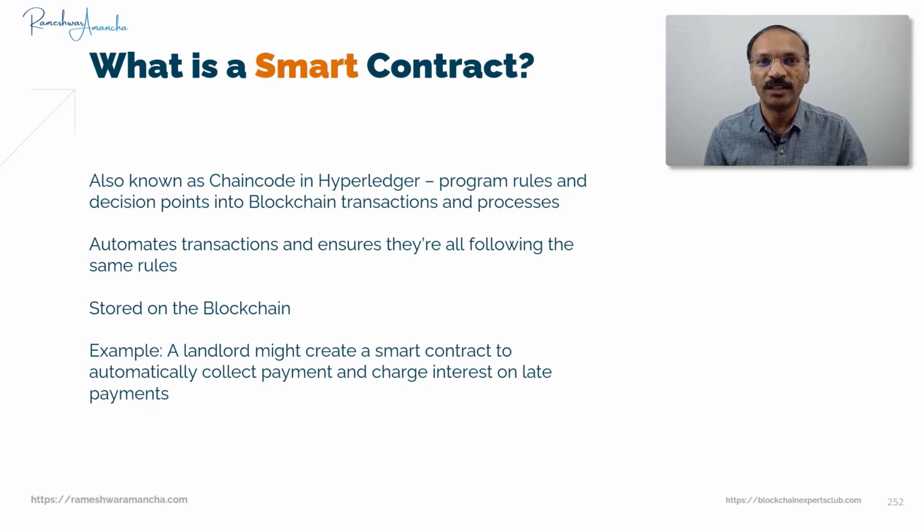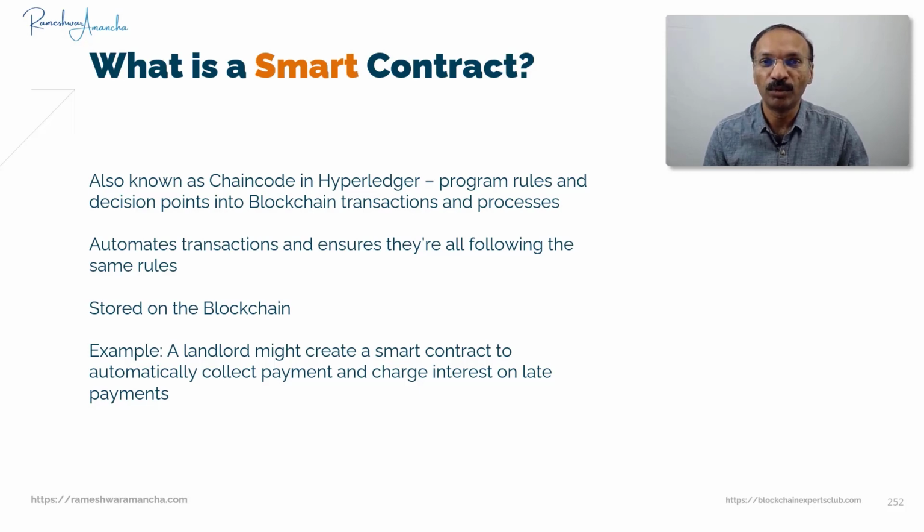In this section, we'll be learning about what is a smart contract. You'll be hearing about smart contracts almost every day when you're working in the blockchain environment, so it's important for you to know what a smart contract is. The smart contract is also called a chain code in the Hyperledger world. In the Ethereum world, it's called a smart contract. When you're moving outside of Ethereum, the same thing will be referred to as a chain code.